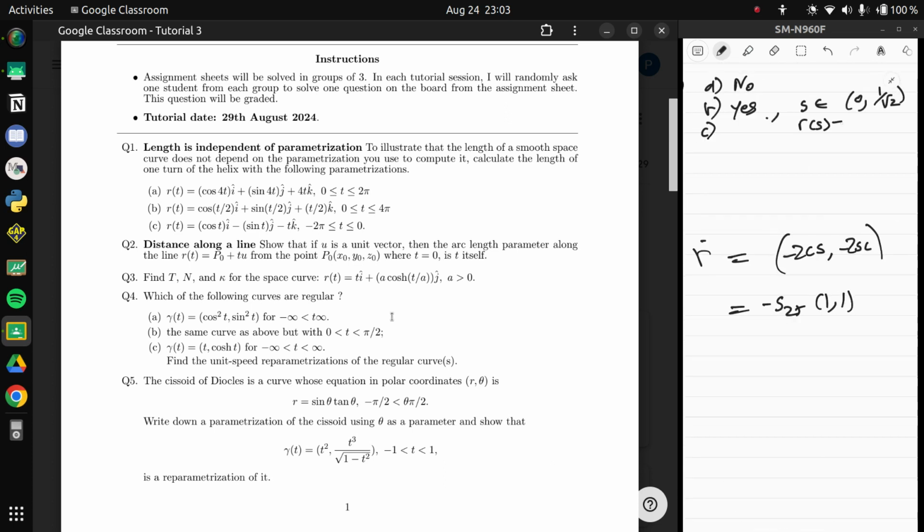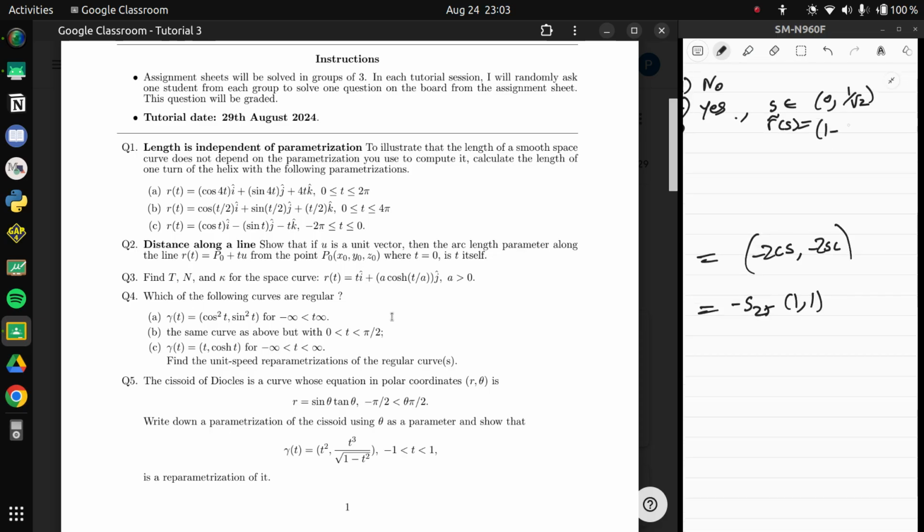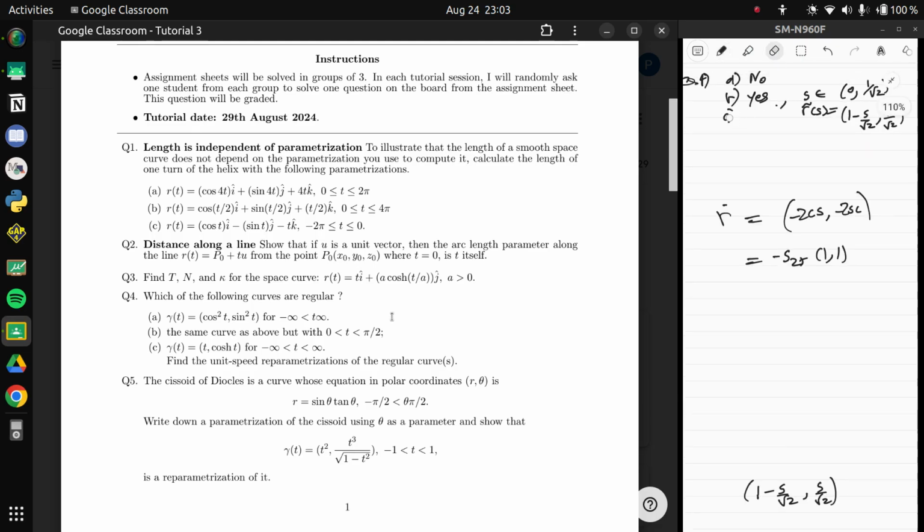R tilde of s, that's equal to... yeah, that looks okay. Next is C, which is find the unit speed parameterization of the regular curves. Oh, okay, so you also have to see if this thing is regular. The derivative of that is just 1 comma sinh of t. It is well known that cosh t has sinh t as derivative. So yeah, and sinh of t can be positive, negative, or anything really.